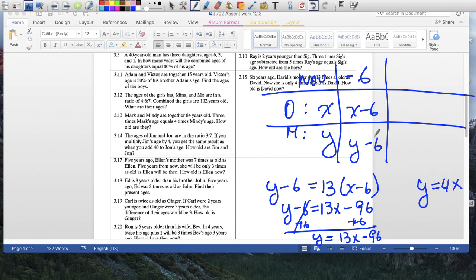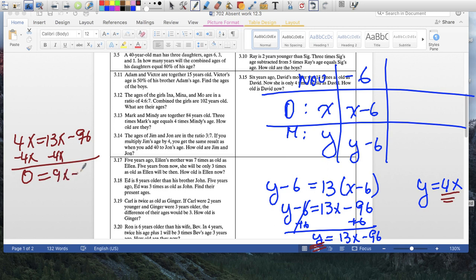Instead of this Y, I'm going to write 4X, or over here I can write 13X minus 96. It doesn't matter where you put it. So if I substitute, I'm going to take this guy over here and put it over here. I'm going to get 4X equals 13X minus 96, minus 4X on both sides. This sounds familiar. That's a 0. This is 9x minus 96, plus 96 here, plus 96 over here. What is that? 0. And I get 9x equals 96. And oh my god, make a decimal over here.